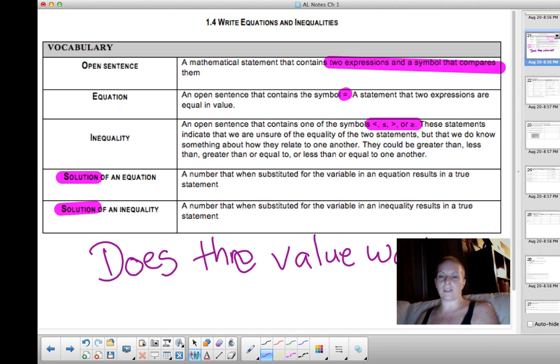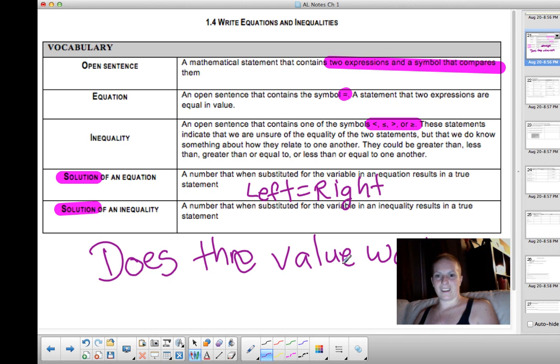So if they give me an x value and I plug it in, does it work? When I plug in that value in the equation, I should get the left equal to the right. When I plug it into an inequality, I plug that value in, I should get a true statement. This is bigger than that. This is smaller than that. These two things are equal.